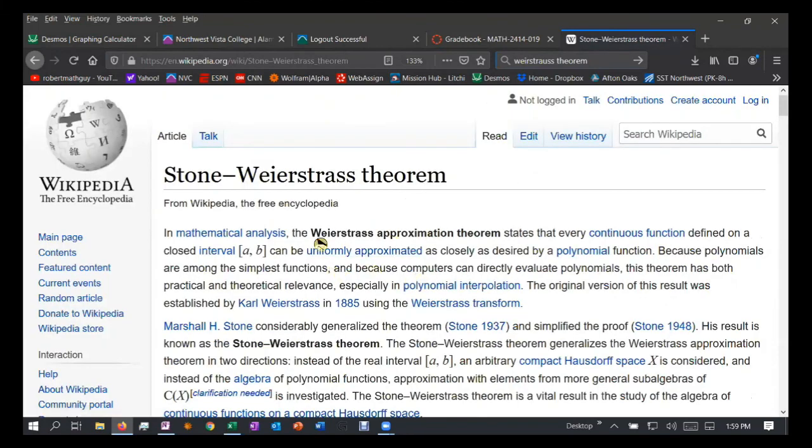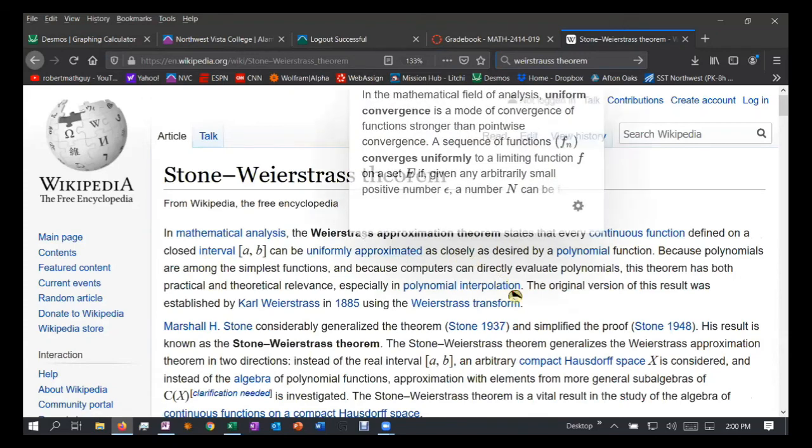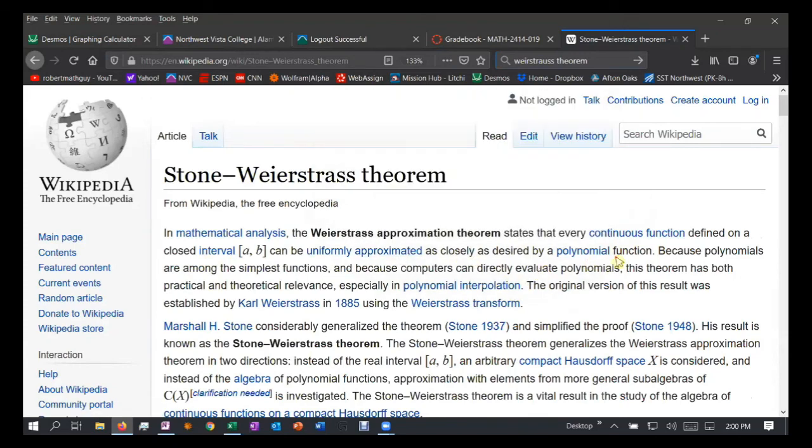So let me just kind of read through this. The Weierstrass approximation theorem states that every continuous function defined on a closed interval can be uniformly approximated as closely as desired by a polynomial function. That means as long as you are dealing with a function that is continuous, that means it doesn't have any crazy jumps or breaks, you can always approximate it with a polynomial, always.